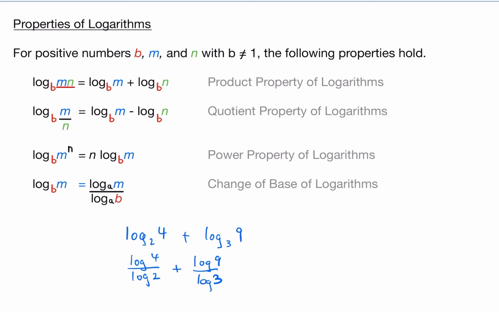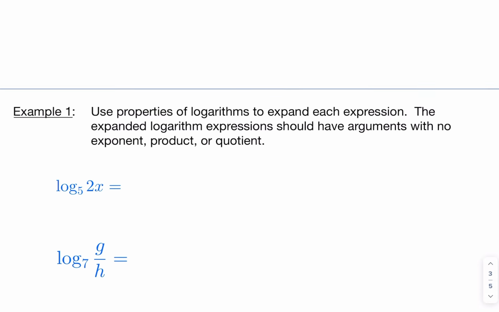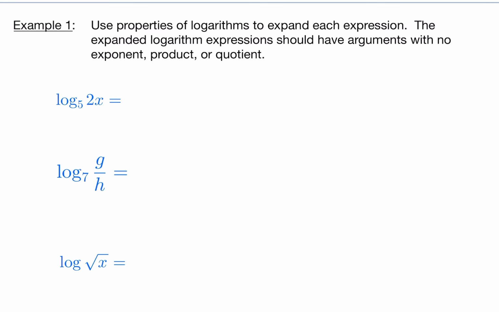Now let's go through a few examples on how we might break the following expressions up. What we're going to do is use the properties of logarithms that we just covered to expand each expression. The expanded logarithm expressions should have arguments with no exponents, no products, or quotients. So let's start with the first one, log of 2x base 5. Log of 2x base 5 is essentially the same as log of 2 base 5 plus log of x base 5. If you notice, we just took this product and broke it up into two separate parts.